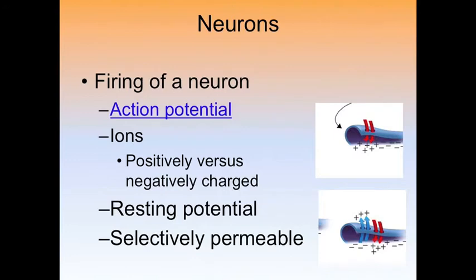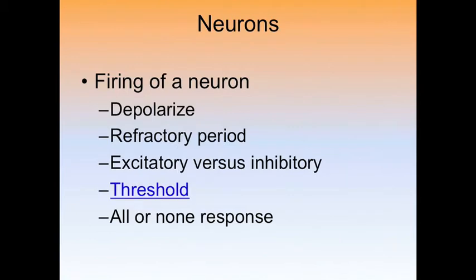These are some big terms that you need to know. I put these in your notes handout. Just to go along with the firing of a neuron, action potential is the actual firing of that neuron, the impulse traveling down the axon. Ions, remember, outside the membrane of that axon wall, there are positively charged ions on the outside and negatively charged ions on the inside. So when that selectively permeable wall opens up and allows those positive ions in, it creates a chemical reaction that causes the impulse to travel down the axon. Resting potential and selectively permeable, we just went over those.